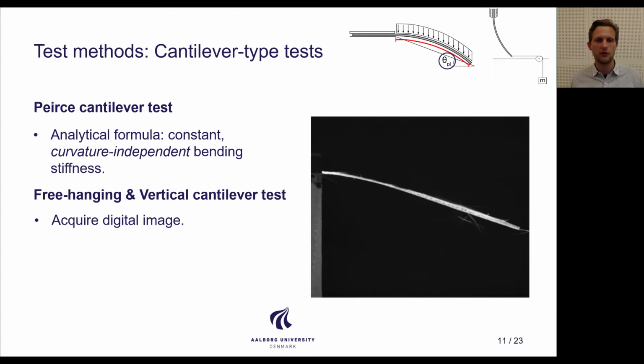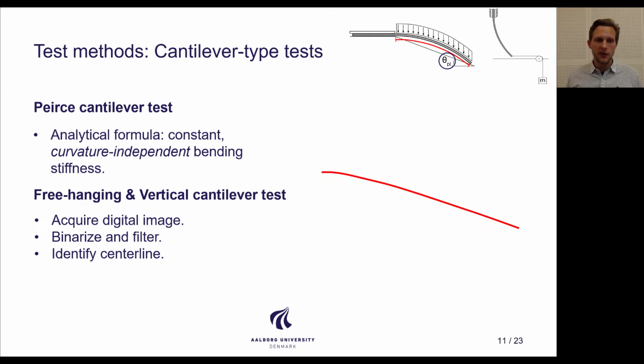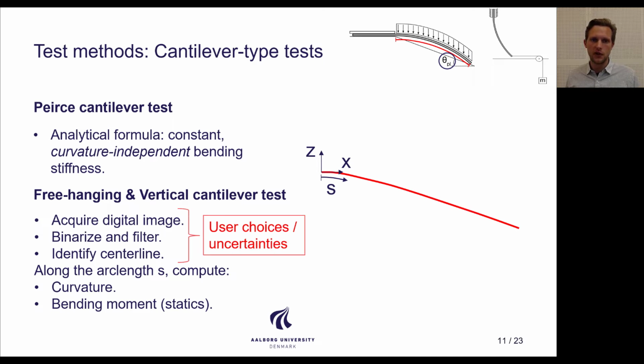Now the data processing in relation to the free-hanging and vertical cantilever test is a little bit more cumbersome. So first you have to acquire a digital image, then you can binarize it and apply filters, and then identify the center line. And once you have the center line, you can compute the curvature and the bending moment. But because of all these steps in the data processing, there are some user choices and therefore also some uncertainties in this test. But I can just mention that my colleague Peter is looking into those uncertainties.